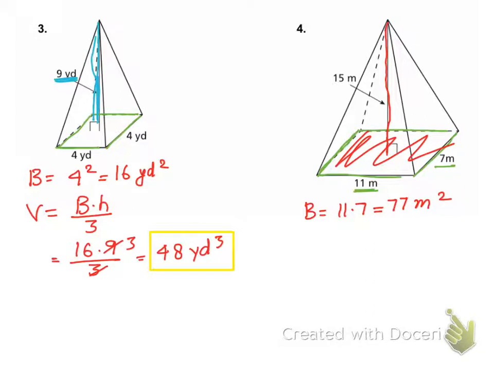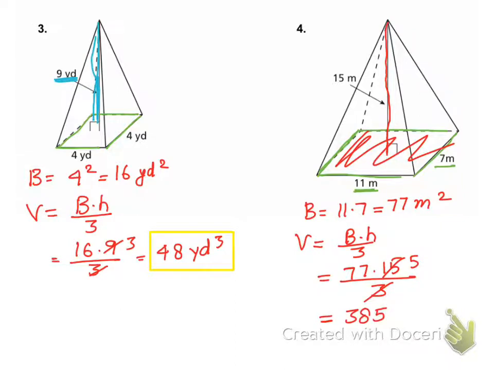Now we have to find the volume. Volume is what? Base area times height over 3, because we need 3 pyramids to fill a prism. So whatever the formula for a prism is, we divide it by 3. So let's plug it in. 77 times 15 over 3. So cross cancel. When I multiply, I get 385 meters cubed. That's my answer.